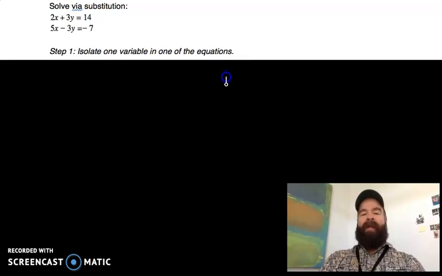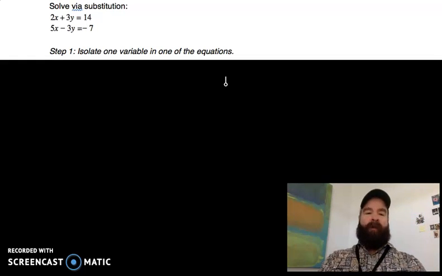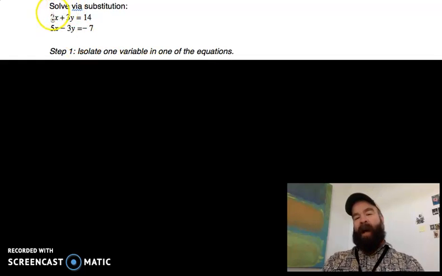The first step is to isolate one of the variables in one of the equations, and it doesn't matter which one. You can isolate the x, you can isolate the y, you could do it in the first equation, you could do it in the second equation. It's all your choice. What you want to do is choose the thing that gives you the easiest numbers when you do the substitution. So I'm going to choose this top equation because dividing by 2 looks like it would be easier than dividing by any of the other numbers that are sitting there.